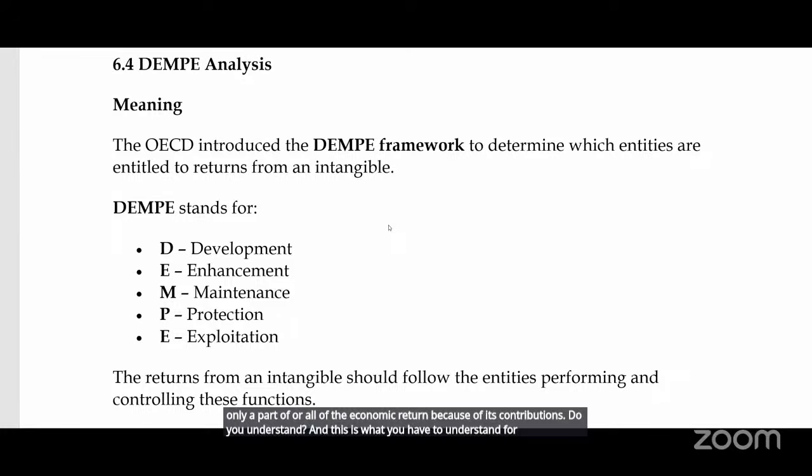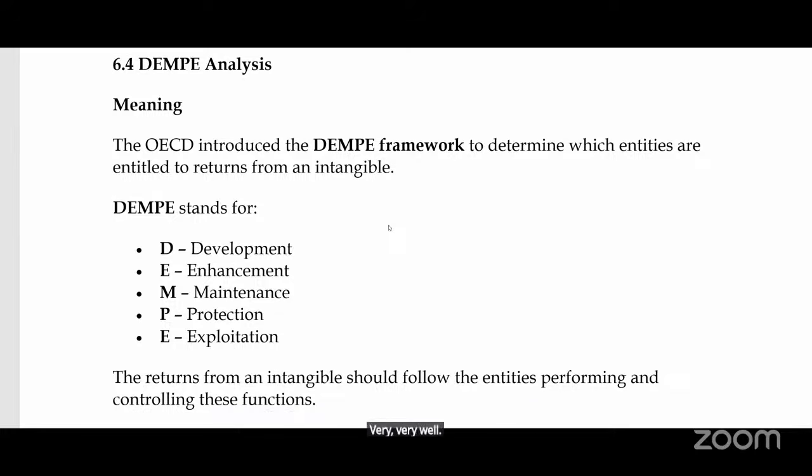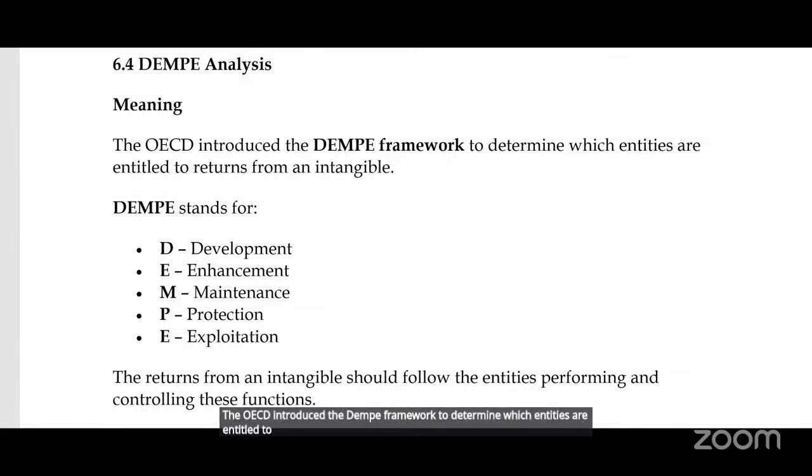Now, let's understand DEMP analysis. To understand intangible assets in transfer pricing, you must understand DEMP very, very well. The OECD introduced the DEMP framework to determine which entities are entitled to returns from an intangible asset. So DEMP is also a functional analysis.